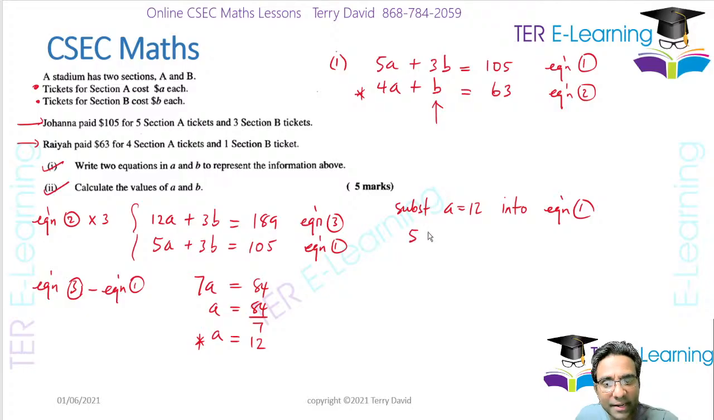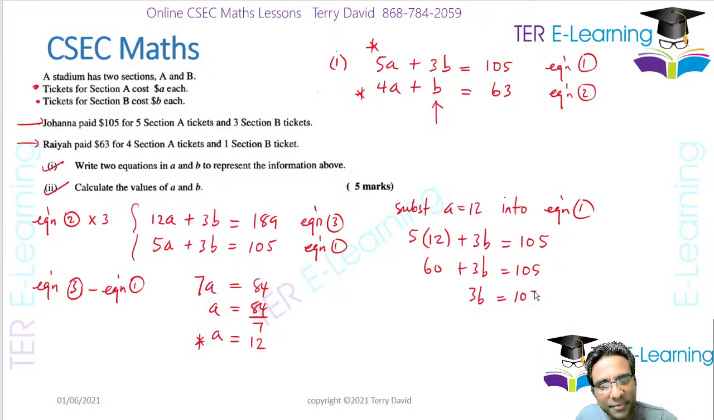So 5 multiplied by a, which is 12, plus 3b is equal to 105. This is the equation I'm using here, the first equation, equation 1. So 12 fives are 60 plus 3b is equal to 105. So therefore 3b is equal to 105 minus 60. So therefore 3b is equal to, let's see, 105 minus 60 is going to give me 45.